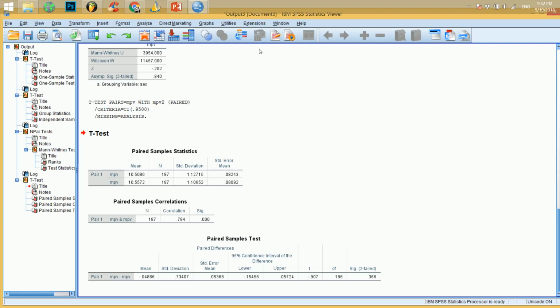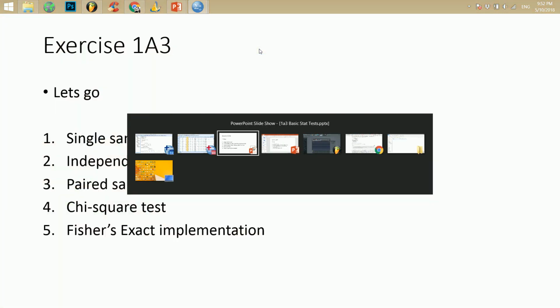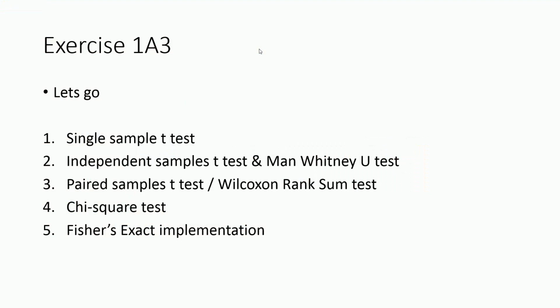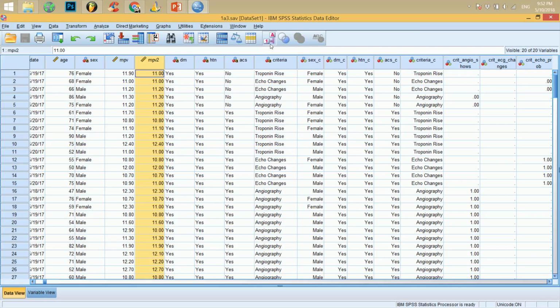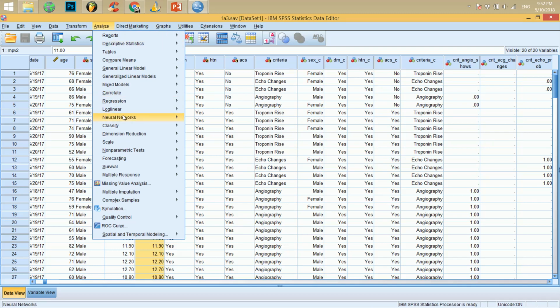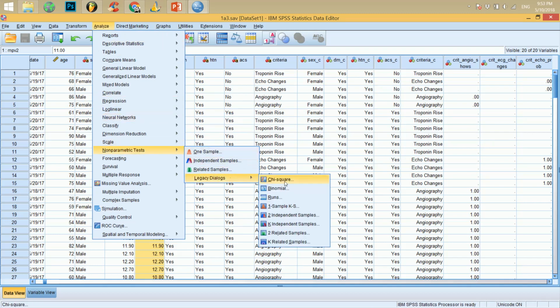So let's see whether we can do the Wilcoxon rank-sum. So again, you need to go to Analyze, go to Nonparametric, Legacy Dialogs, and from here you need to choose Related Samples.